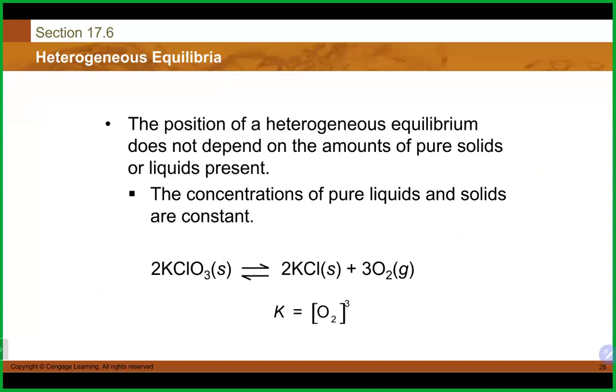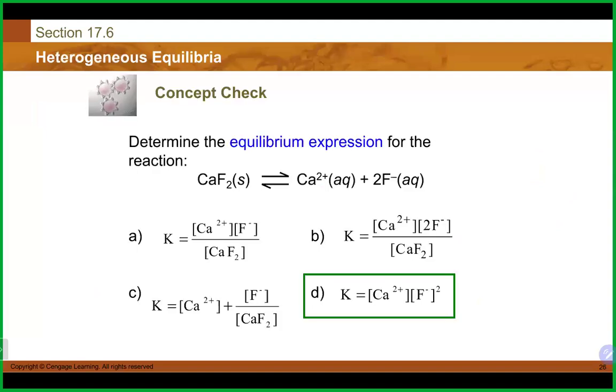All right, so again, there we go. And our equilibrium expression here, we would not include our reactants, so it'd be just our calcium times our F minus squared in this particular case. Again, because of this being a solid, it would not be included.